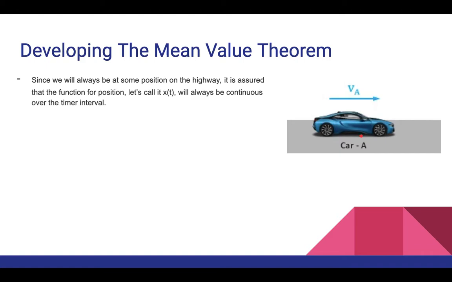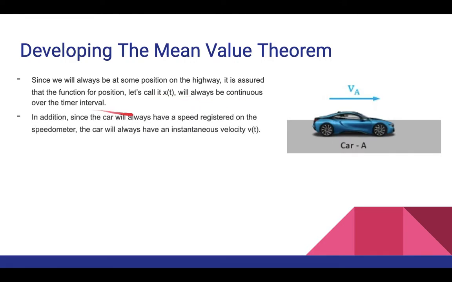So suppose we have a car that's driving between some time intervals t1 and t2. Since our car is always going to be at some position on the highway, it is assured that the function for the position, let's call it x of t, will always be continuous over the time interval. In addition, since the car will always have a speed registered on the speedometer, the car will always have an instantaneous velocity v of t. Since velocity, as we've discussed in Unit 2, is the derivative of x of t, this guarantees that x of t is differentiable over the entire time interval.